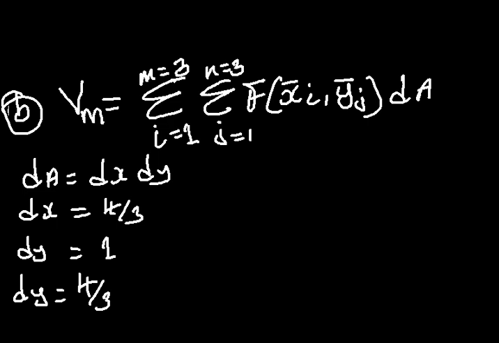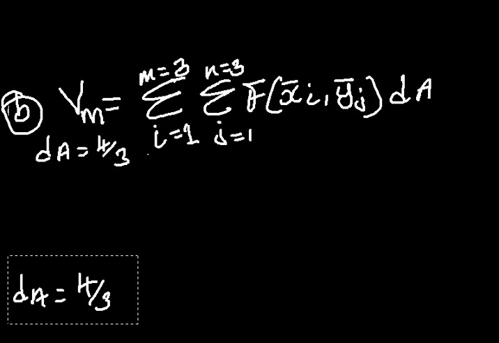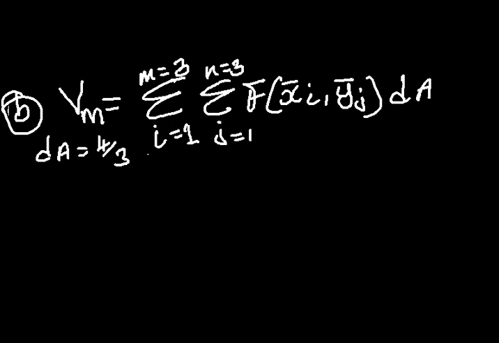Now for x, it should be dA here, not dy. That is 4/3. We'll keep it here. dA is given as 4/3. Then I'll be calculating the sample points for x, using the same formula we discussed before.